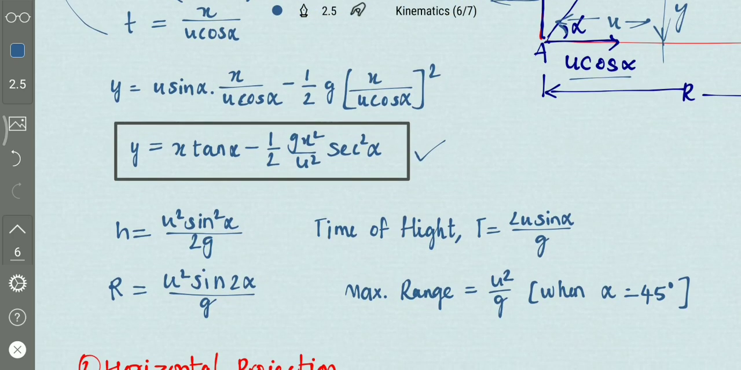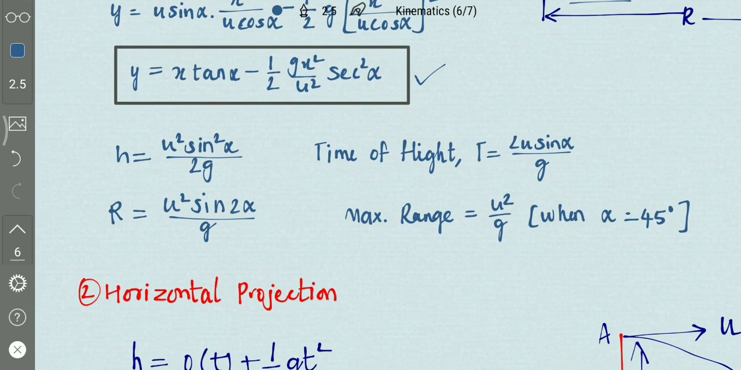So what is the height reached? The maximum height reached is u square sin square alpha divided by 2g, and range is u square sin 2 alpha divided by g. And what is time of flight? The time the projectile stays in the air is called time of flight. It is given by 2u sin alpha by g.